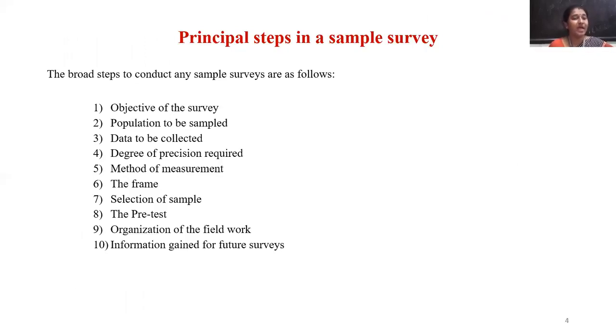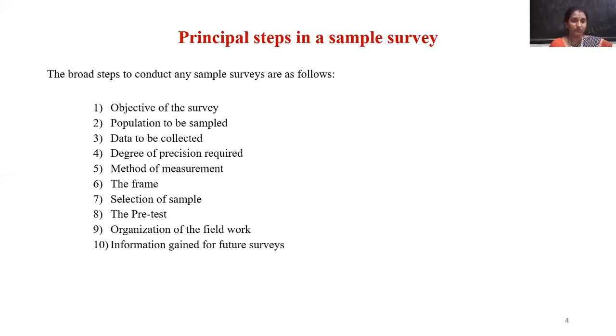The first one is the objective of the study, population to be sampled, data to be collected, degree of precision required, method of measurement, the frame, selection of sample, the pre-test, organization of the field work, and the last one is information gained for future surveys.